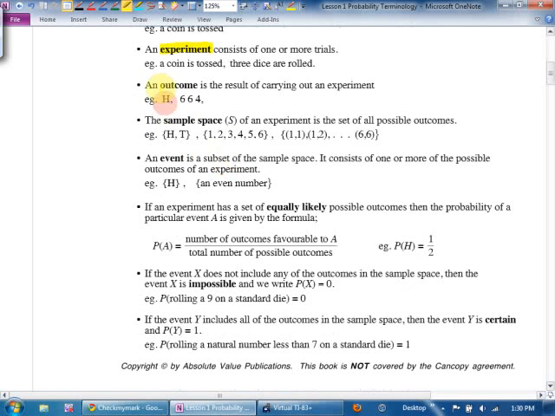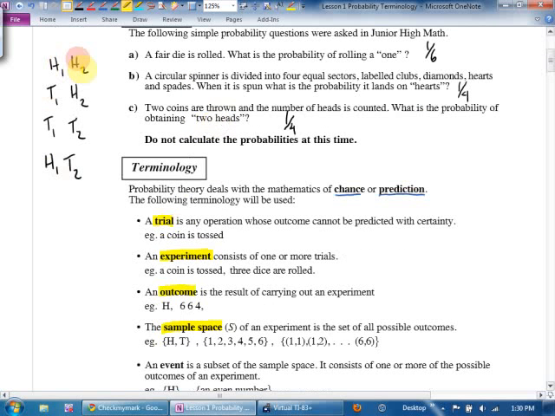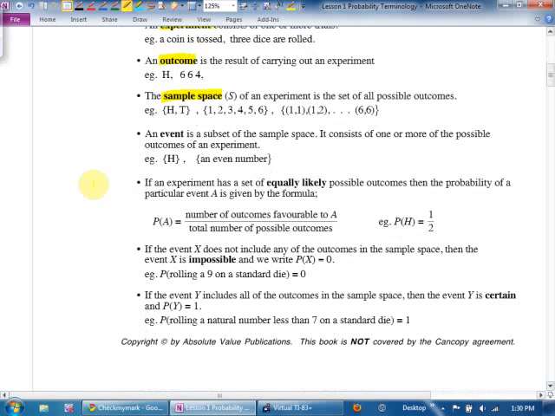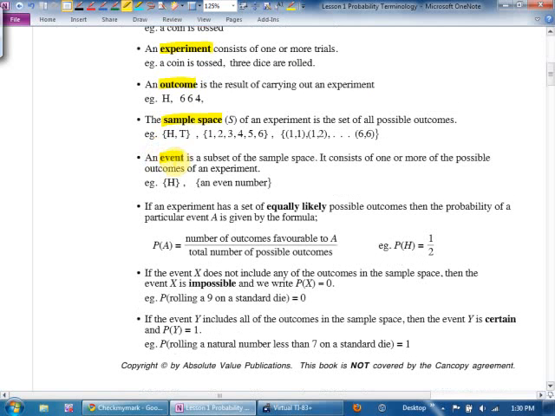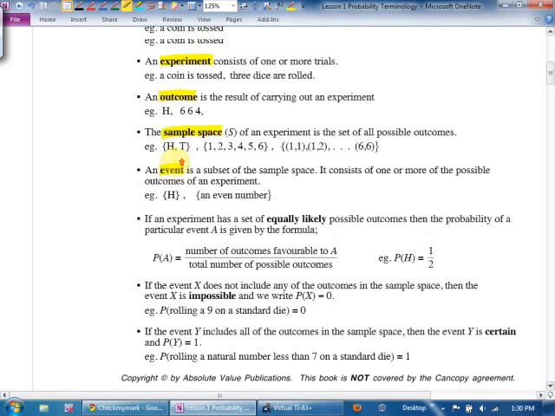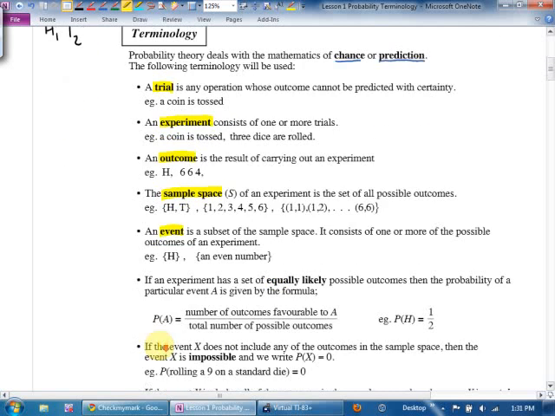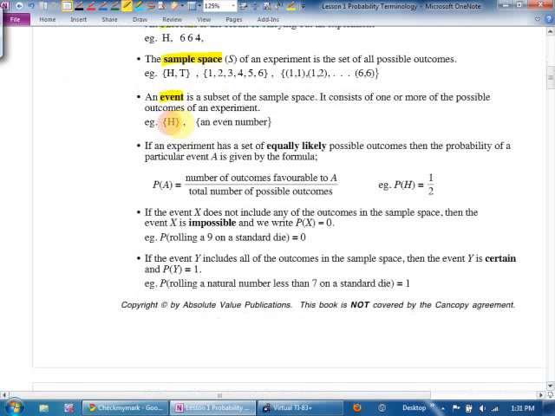The sample space, often used with a capital letter S, is the set of all possible outcomes. Here is the sample space for flipping 2 coins. There are no other outcomes beyond those 4. And an event is a subset of the sample space. For example, this question was asking about the event 2 heads from this sample space. Heads, an even number, could be an event if you were rolling a dice.